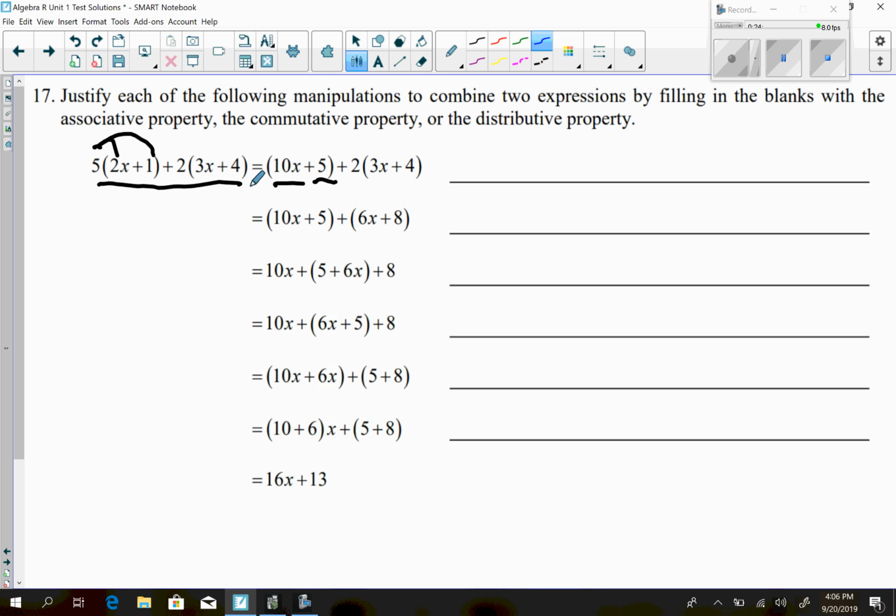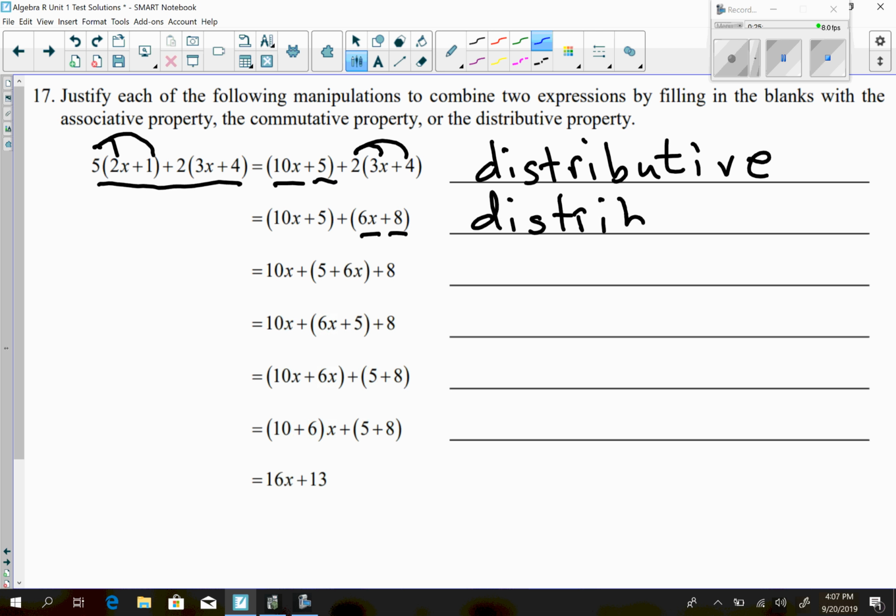The rest just got copied. Well, that's called distributing the 5. It's the distributive property. Then we want to know how we get from here to the next step. It looks like this turned into this by taking 2 times 3x is 6x, and 2 times positive 4 is positive 8. So this turned into this by distributing the 2. That's the distributive property.